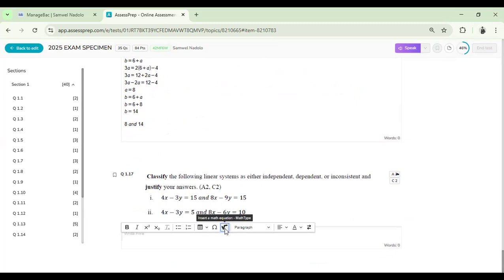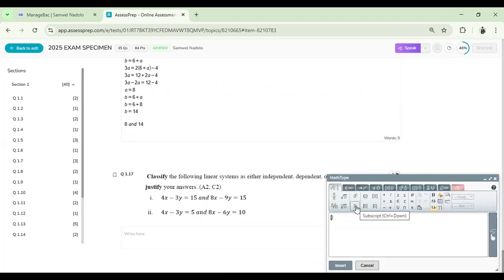To classify a linear system, classify the following linear system as either independent, dependent, or inconsistent, then justify your answer. To classify linear systems, you will need to put them in the form y equals mx plus c first, for you to judge what kind of system it is. For an independent system, we will have different gradients, and also different y-intercepts, or sometimes you can have a similar y-intercept if the y-intercept is the point of intersection between the two lines.